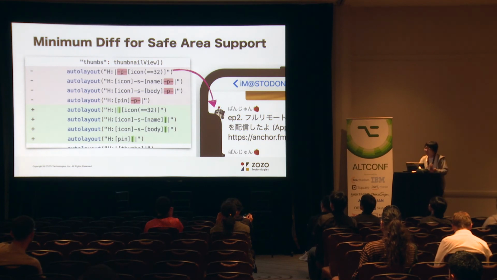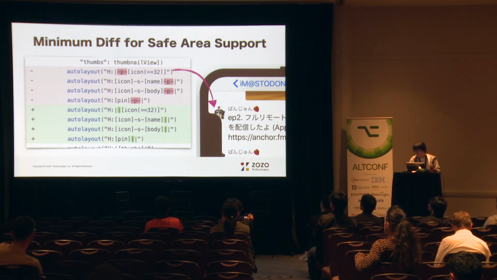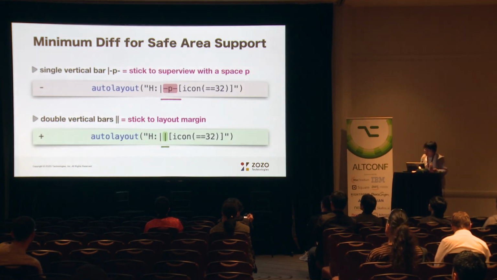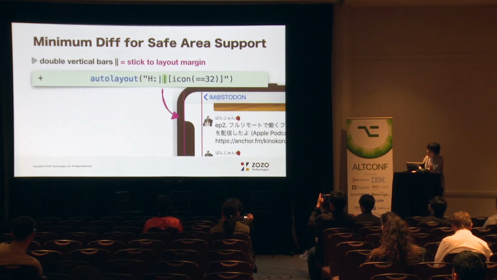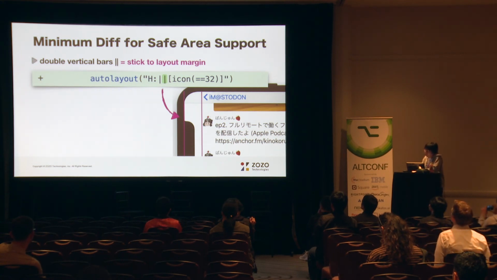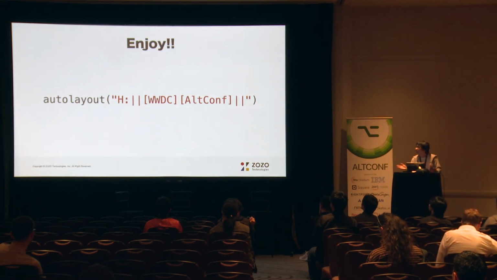This is an example. This fixes an icon and labels that may be positioned below the sensor housing. Take a look at the icon constraint. Just use double bars to fix it. This is the result screenshot I achieved with a very tiny diff. As we see, you can use layout margins with the extended VFL and minimize your code changes. That's all. Thank you for coming and for the great conference.